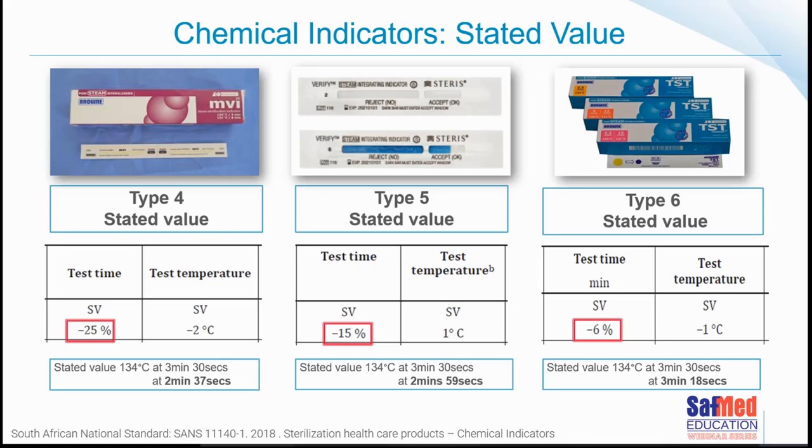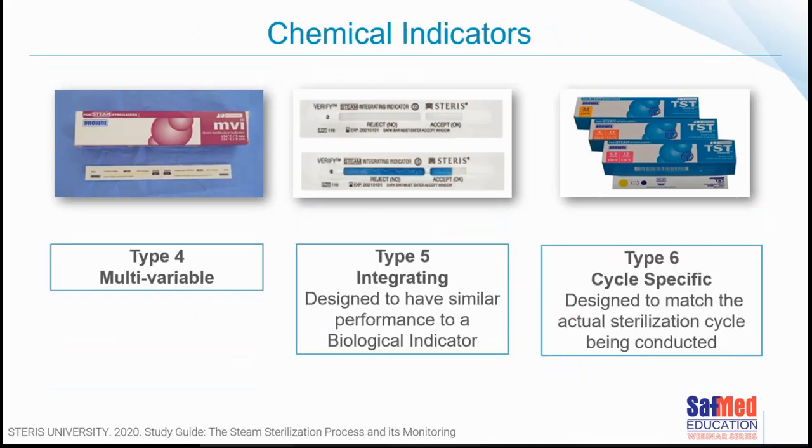And hopefully that does explain the difference between the various types of chemical indicators and why type 6 are referred to as the most accurate chemical indicator possible. Type 5 chemical indicators are designed to have a performance that is similar to that of a biological indicator. Type 6 chemical indicators, as we said before, are cycle specific. So they're designed to meet the actual sterilization cycle that's being conducted. I'll explain that in a bit more detail.